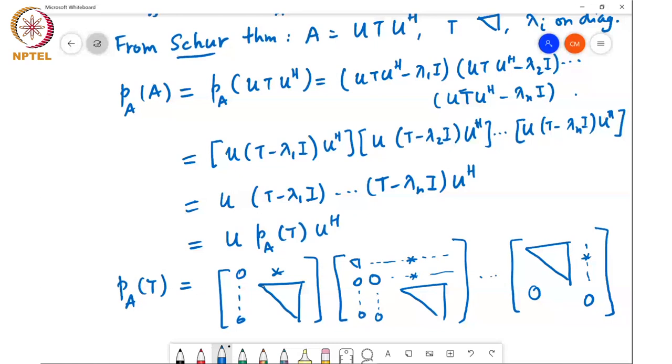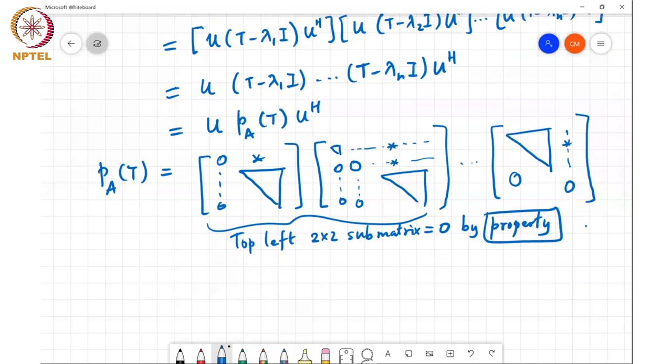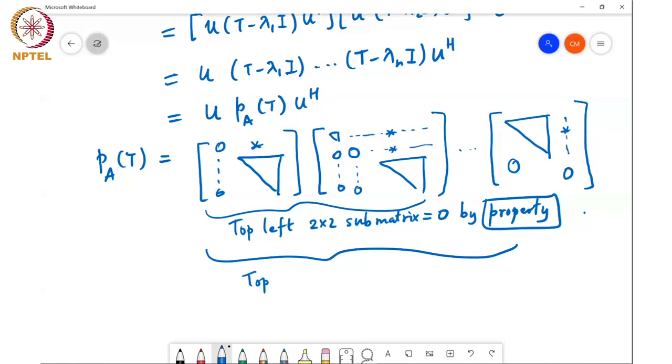And so when I multiply these two together, the first two elements will become zero. So if I multiply these two, the top left 2×2 submatrix is 0, by the property we just discussed. And if I take the first three matrices together, then you will see that the top left 3×3 submatrix equals 0, and so on.